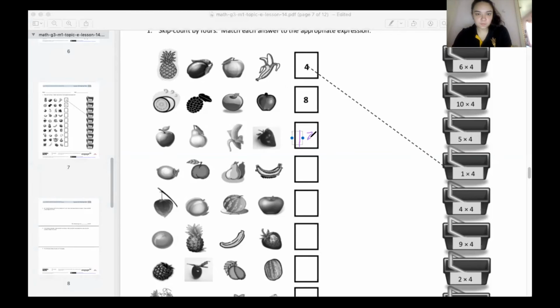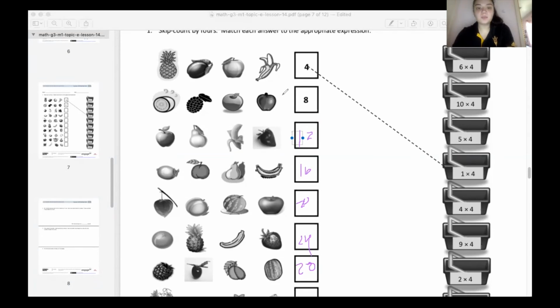12. So we have 4, 8, 12, now we have 16, 20, 24, and 28. We'll stop there just for now so we can start matching some of these up.